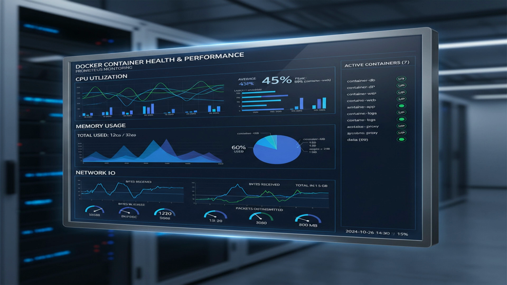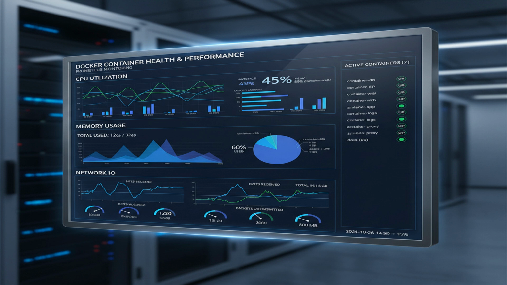But how do you monitor the health and performance of your Docker containers? Prometheus, a popular monitoring tool, excels at collecting metrics. Prometheus collects metrics, providing insights into resource usage and application behavior. Let's see how it helps Docker monitoring. Prometheus integrates seamlessly with Docker, scraping metrics from containers.